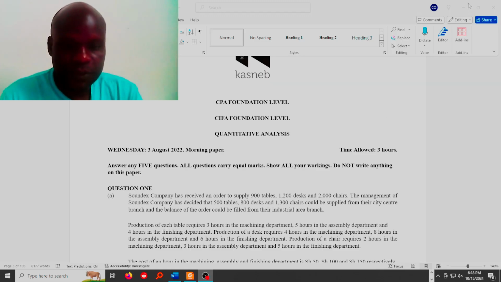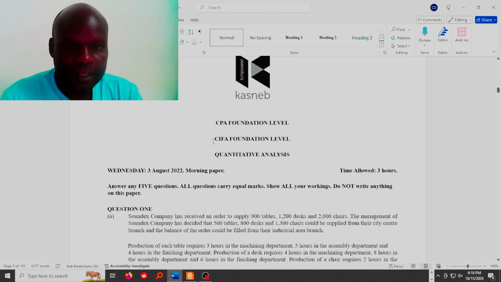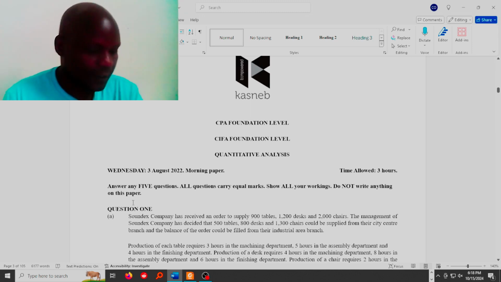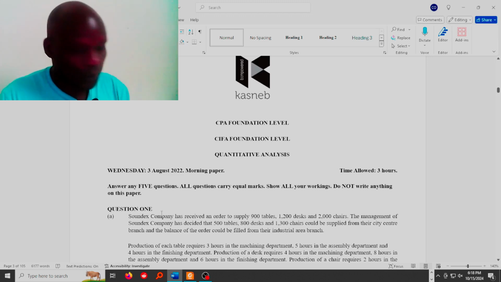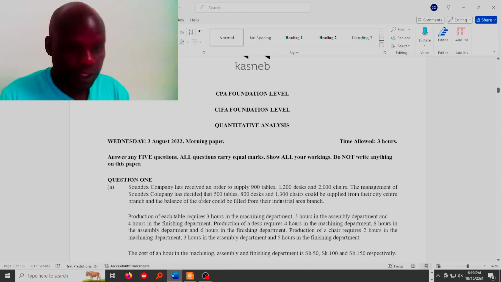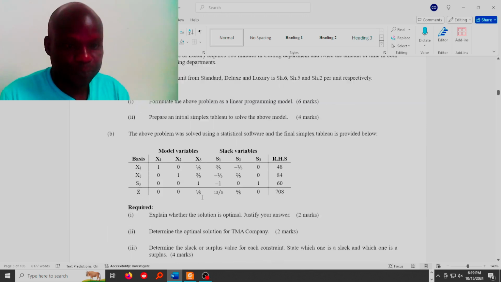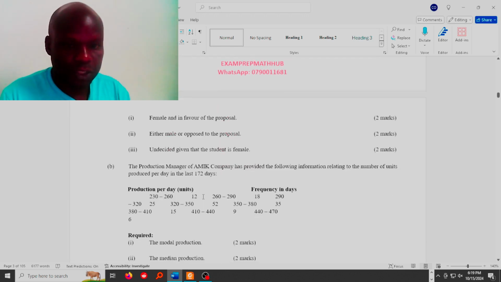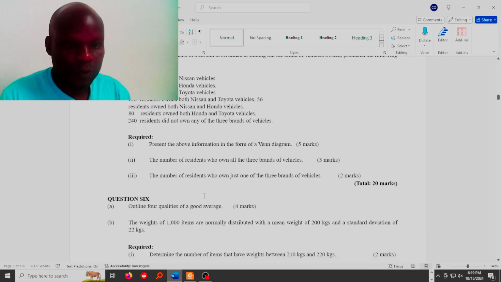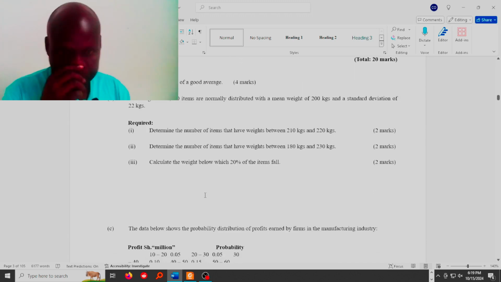Well, today's question is we are getting it from KASNEB, CPA foundation level, CIFA foundation level, that's quantitative analysis. The paper was done on 3rd August 2022. That was on Wednesday. And the question of interest is question 6A and B. So straight away, question 6 is here.